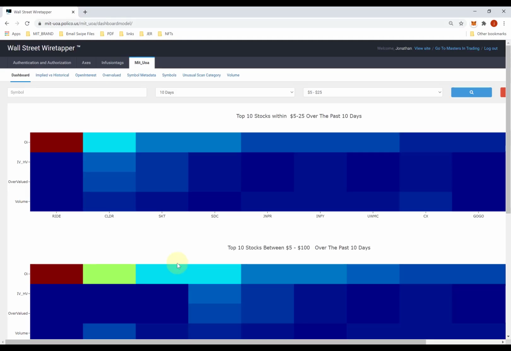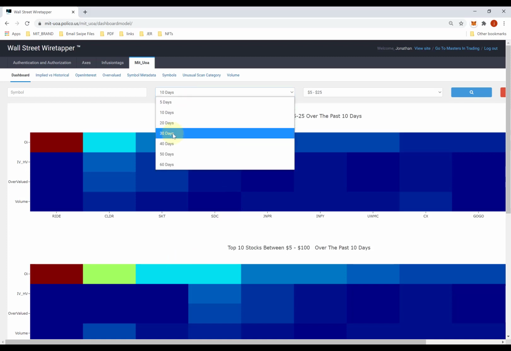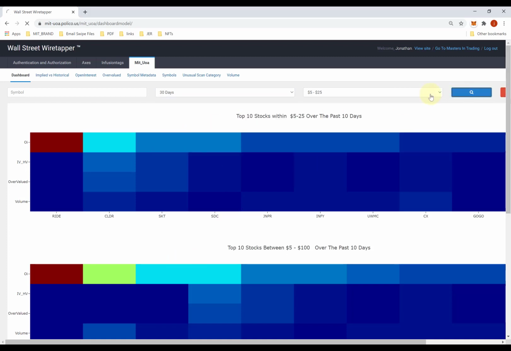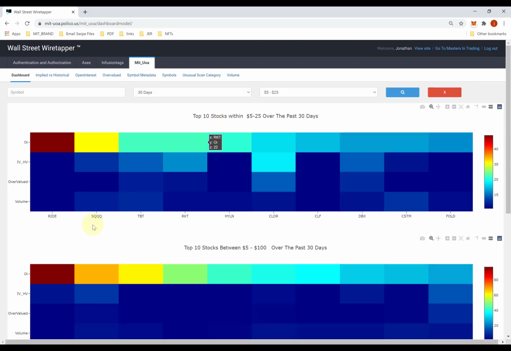Here's the exact process we use to find trades. Using the Wall Street Wiretapper, we want to look at 30 days, 20 days, different time frames. We want to look for what names are the most active, the names coming up on the Wall Street Wiretapper. It's our belief that these names are going to outperform their volatility. But that doesn't mean we just jump in and do a trade in every single one.